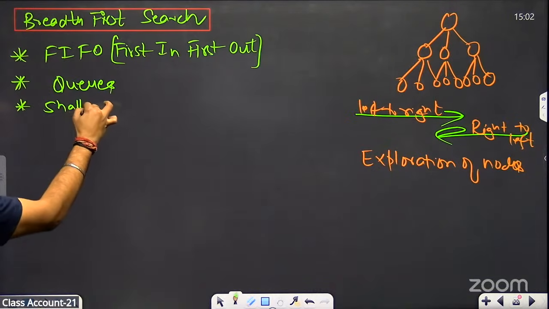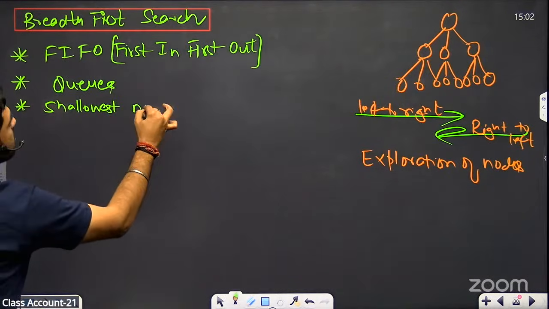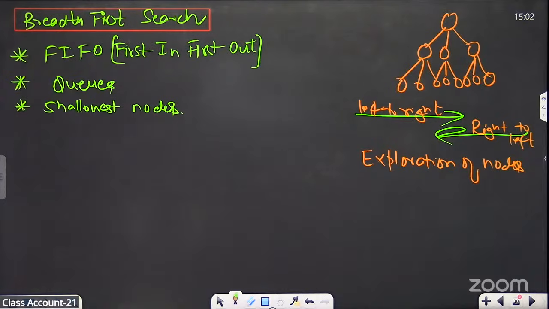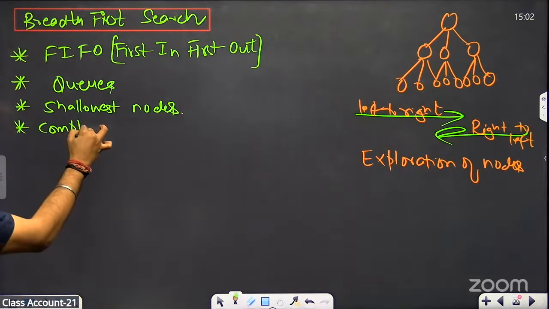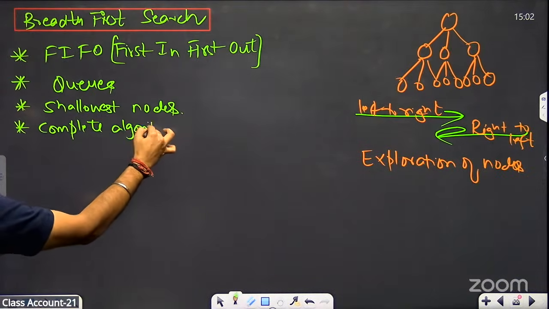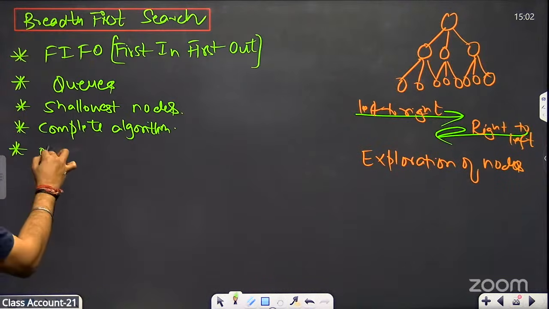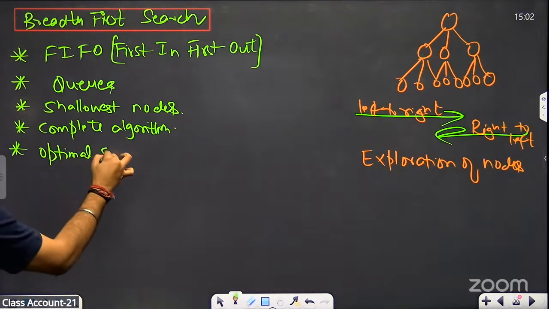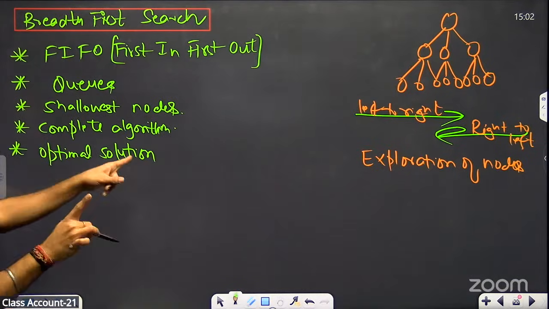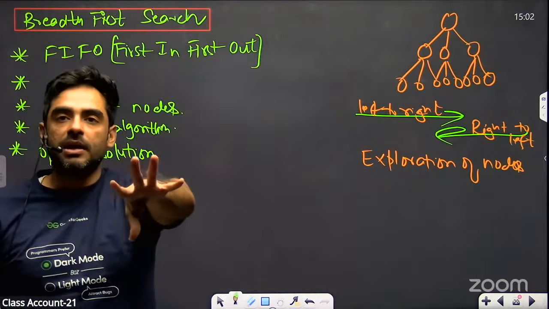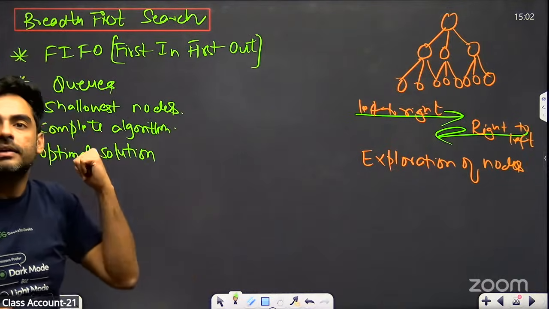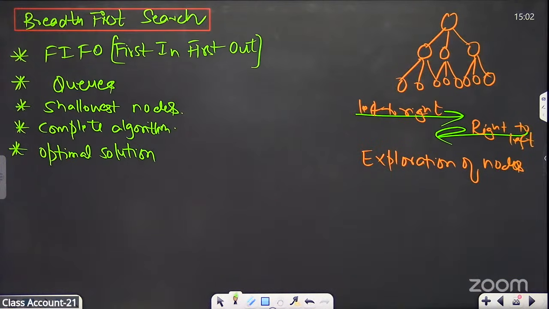अच्छा, इसका जो नेचर है, the nature is that it always explores the shallowest node. Okay, what is the nature of BFS? It always explores the shallowest node. ठीक है, it is a complete algorithm. ये आप मान लीजिए, it is a complete algorithm. These points should be there in the formula sheet. Okay, it is a complete algorithm and optimal solution is obtained if it exists. ऑप्टिमल सॉल्यूशन मिलेगा, 100% मिलेगा if it exists.